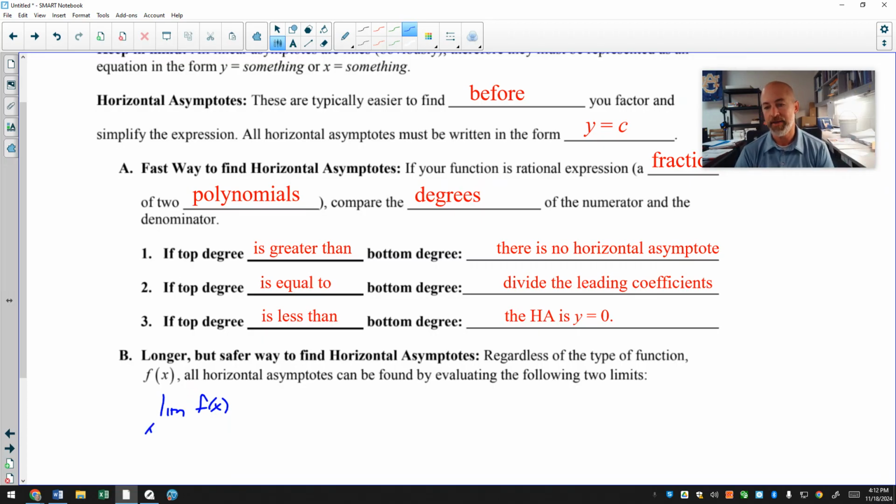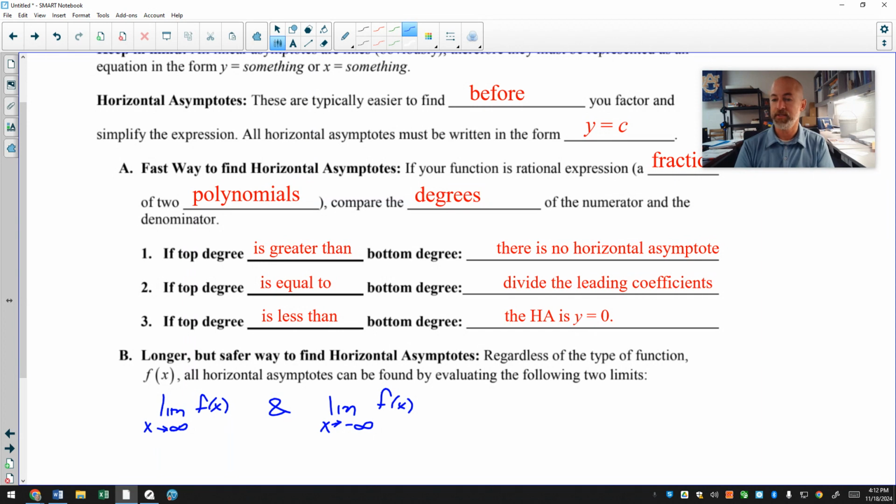And so we're going to analyze our function as x goes to infinity, and that'll find the right side horizontal asymptote, and you can find the limit. Wow, that was a bad limit symbol. As x goes to negative infinity, because sometimes, depending on what type of function you're looking at, you actually can have a different horizontal asymptote that goes to the left than goes to the right. Now that's only for the calculus.